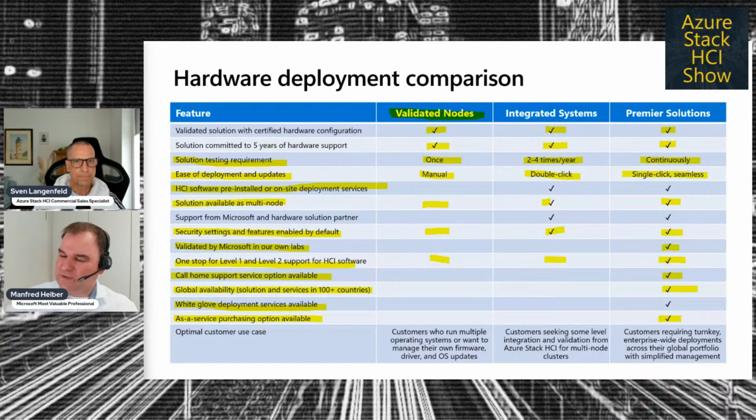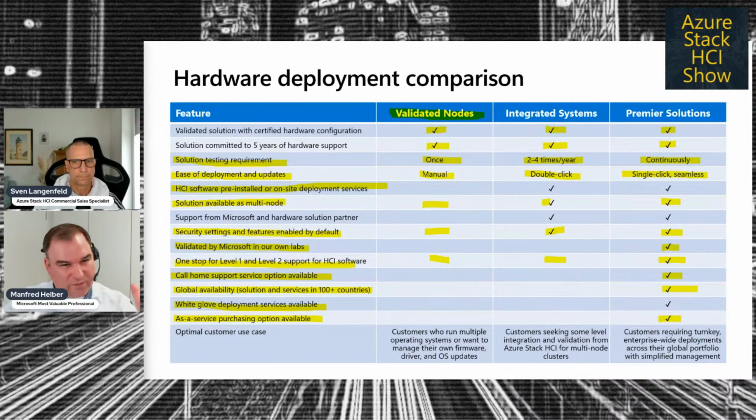So Microsoft has defined this feature requirement list. And if I'm a hardware vendor, I could say I have validated nodes and integrated systems. Validated nodes may be an option where I have much flexibility in hardware choices, and I have customers that are caring about the support themselves.